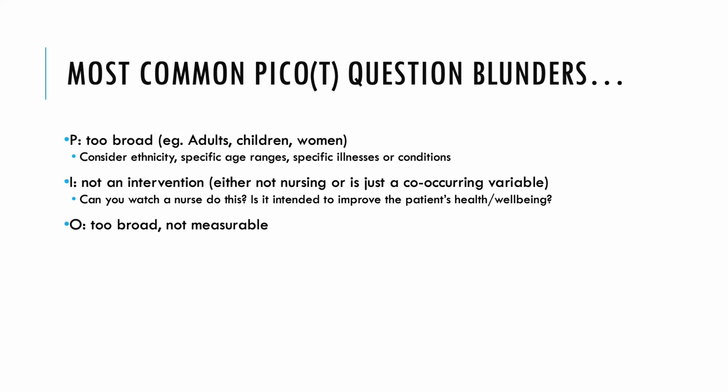And then last here with the O, or the outcome, I've already discussed this too, but often we see outcomes that are really, really broad and open to interpretation, like health, for example. So you need to select something that's concrete and measurable and objective.